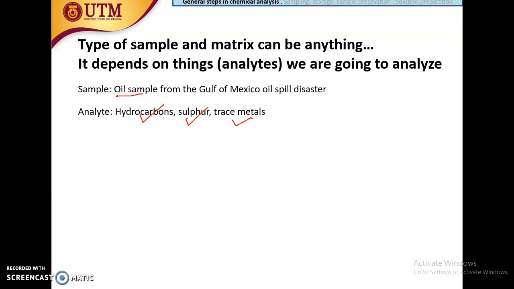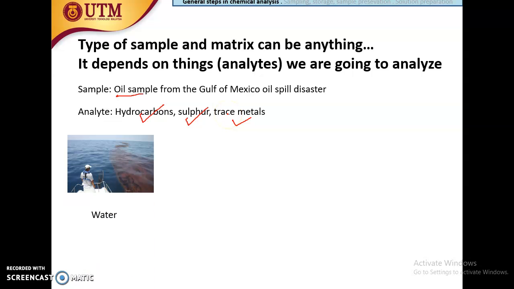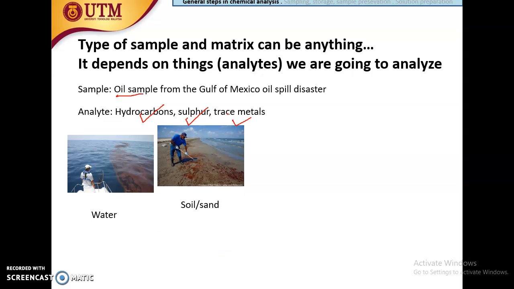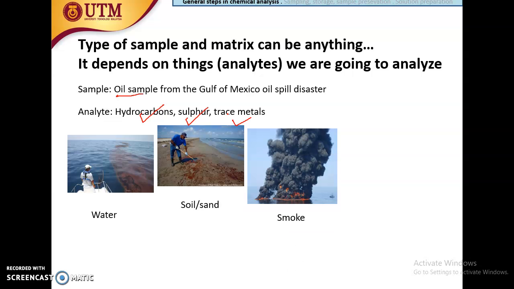If you are asked to analyze hydrocarbons, then hydrocarbons is your analyte, while sulfur and trace metals are your matrices. Remember, the matrix is any other constituent inside the sample except your analyte. In this photo, water is your sample, and soil or sand that contains the oil can also be your sample. The next one is smoke as your sample.